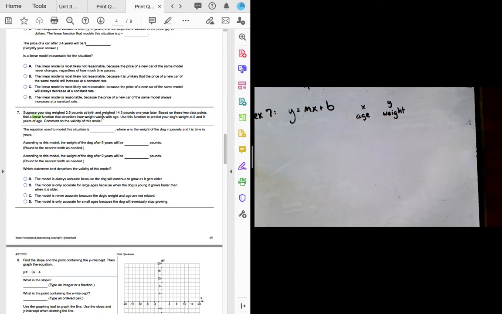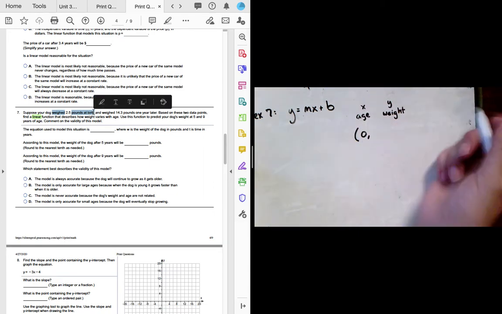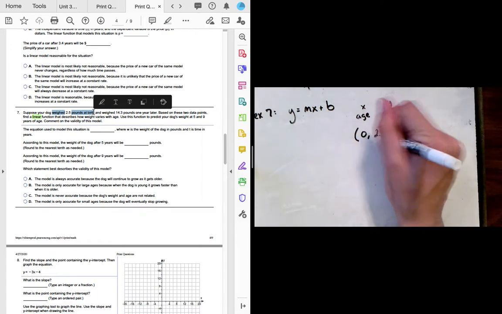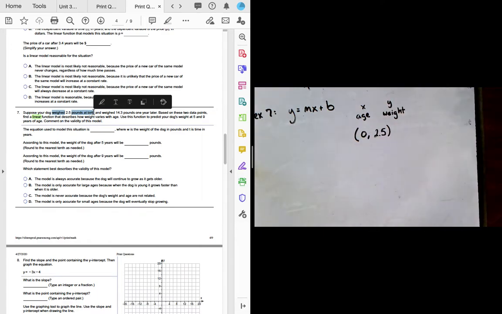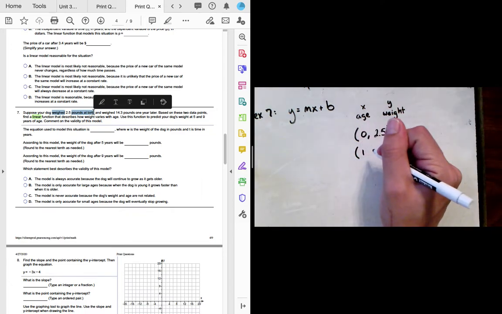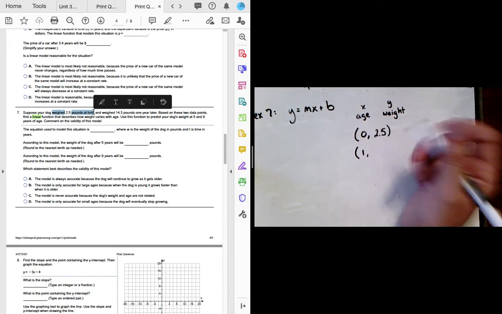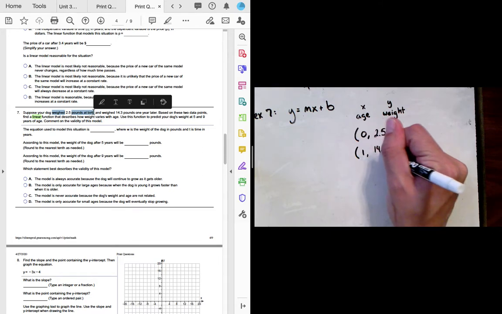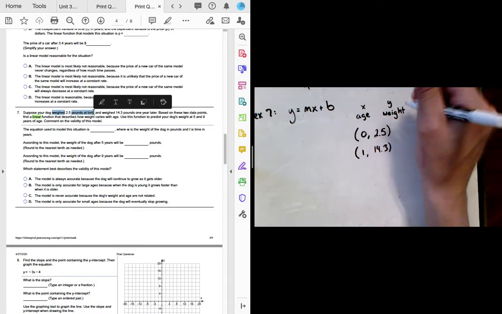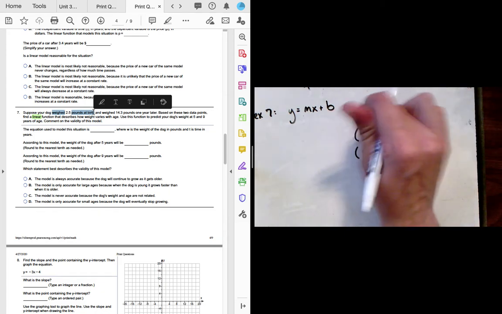So we have two data points. They told us that the dog weighs 2.5 pounds at birth. So at age 0, we'll say, the dog's weight was 2.5 pounds. And then 1 year later, at age 1, we'll say we're measuring age in years in this case, the dog weighed 14.3 pounds. So our weight is being measured in pounds. Our age is being measured in years.